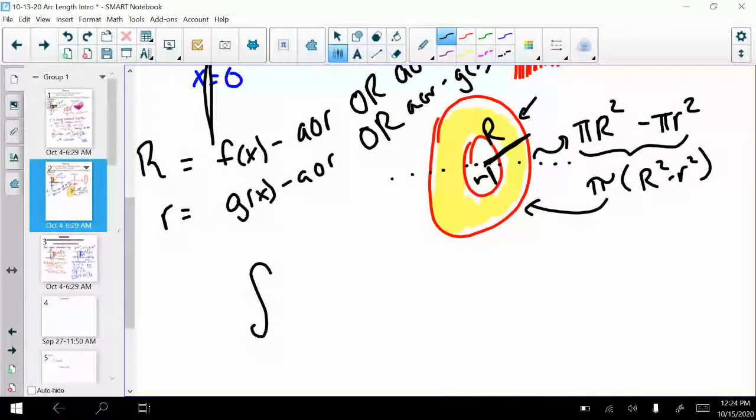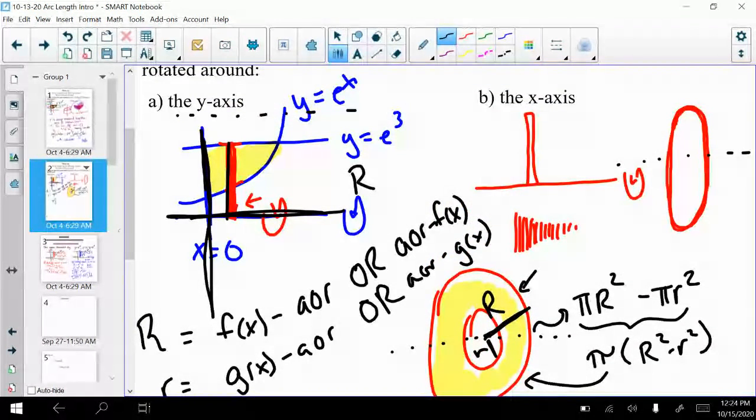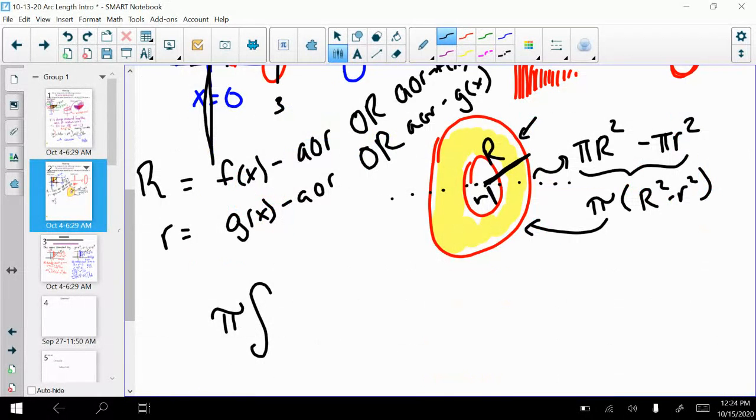So hopefully that helps us understand here that our big R would be e cubed minus 0, and our little r would be e to the x minus 0. Because as we go, this is actually going to make just a solid cylinder, this part from 0 to 3. But then this inside hollowed out part is going to be changing. That's why it has a variable in it. So e cubed squared minus e to the x squared dx.